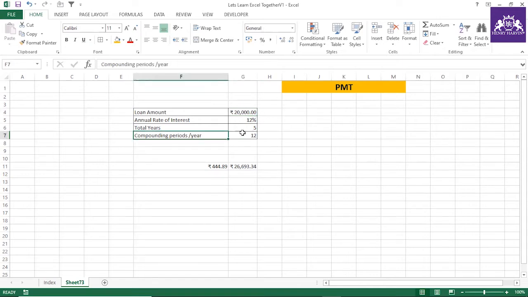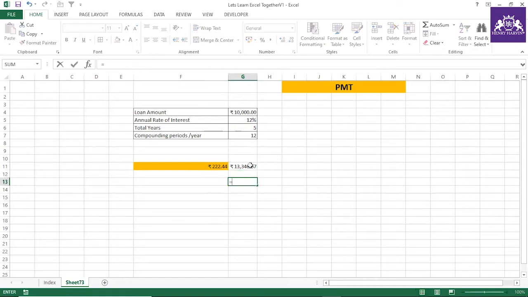As I mentioned, the interest rate is annual. Let me show you the same example again so that you have a clear understanding. Let me change the amount here. Let me put 10,000 this time. When you take a 10,000 rupees loan, you have to pay this EMI monthly: 222.44, guys. This is the amount you are going to pay. And total interest, you can just calculate: this minus this.